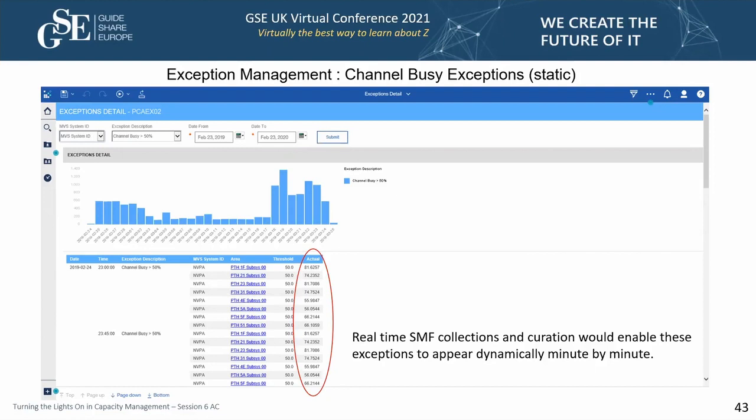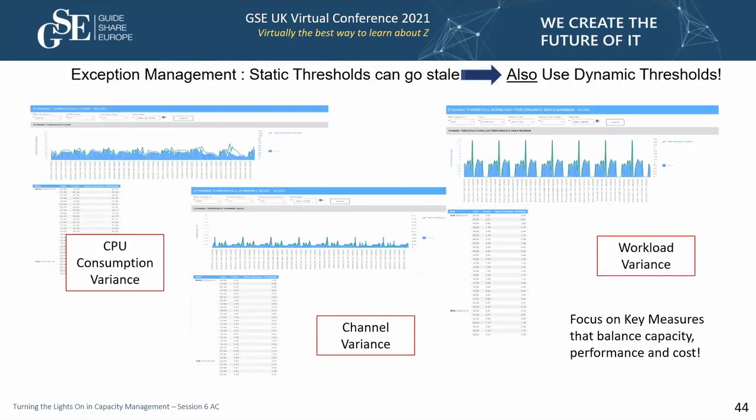If I'm doing it within a minute or two and I've got a CPU utilization, maybe I do some automation to bring a backup CPU online at certain levels. Whatever that might be, it only makes sense if I'm collecting data in a near real-time fashion. If I'm collecting it in near real-time, these exceptions can be acted on in near real-time as well.